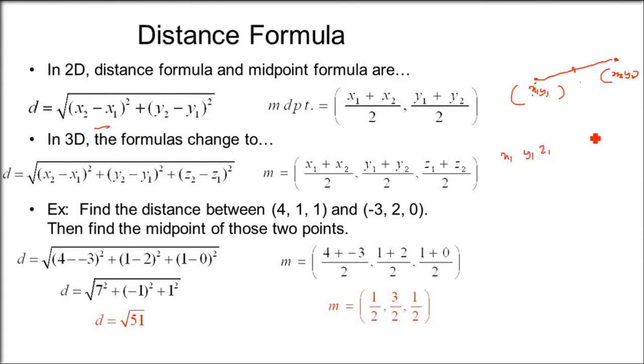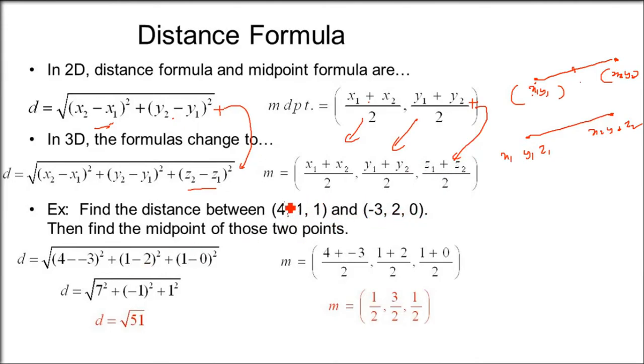which is the z dimension. x1, y1, z1 and x2, y2, z2 are the 2 points, and I just add plus z2 minus z1 whole square. You just have to add this, this only you have to do. If you want to find the midpoint, x1 plus x2 by 2, y1 plus y2 by 2, and the third coordinate will be z1 plus z2 by 2.